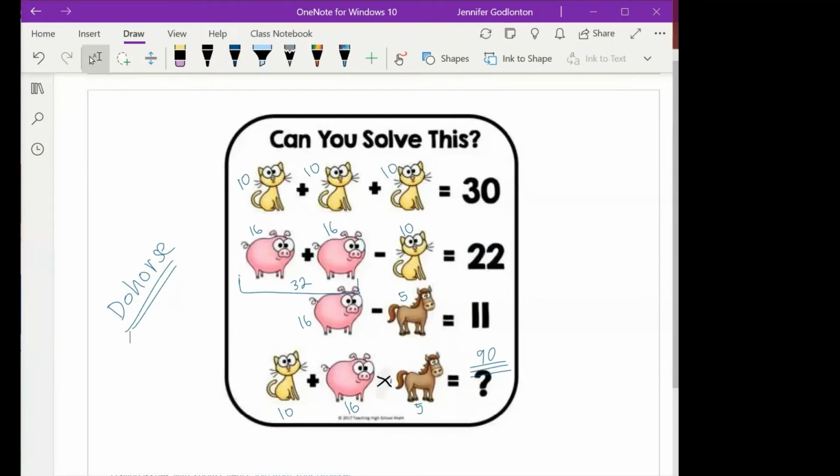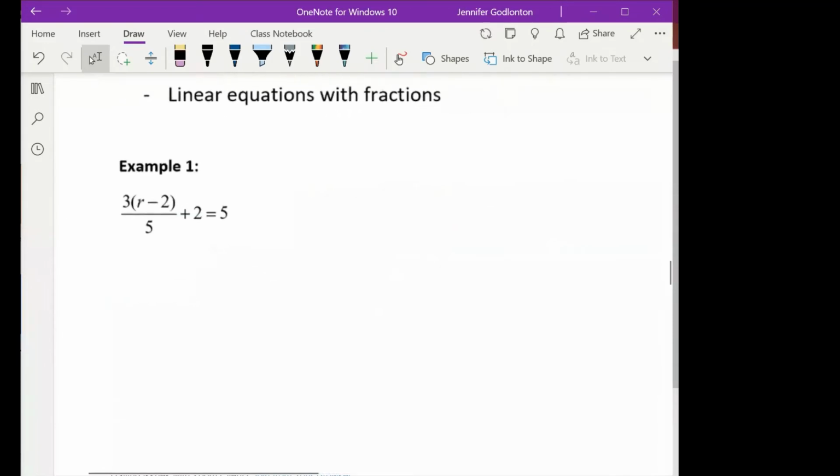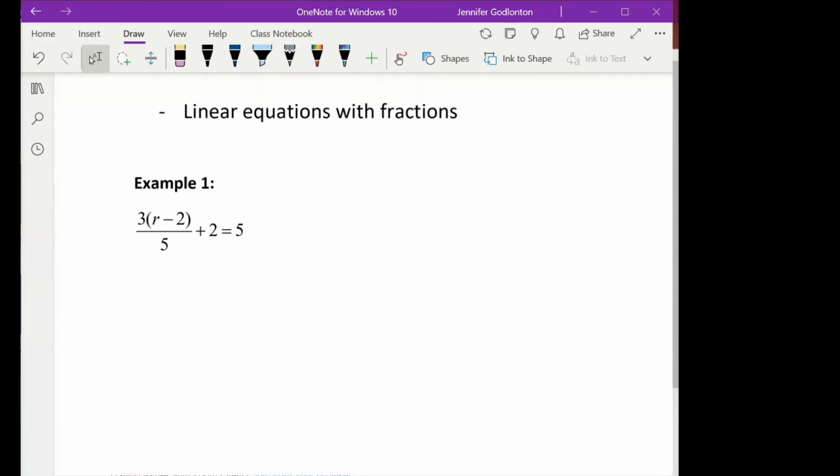Okay. All right. Let's move on. Let's dive into fractions, guys. Linear equations with fractions. Okay. I'm gonna talk you through this one. We're gonna go through it step by step, so don't panic. And then I'm gonna let you try the next one.